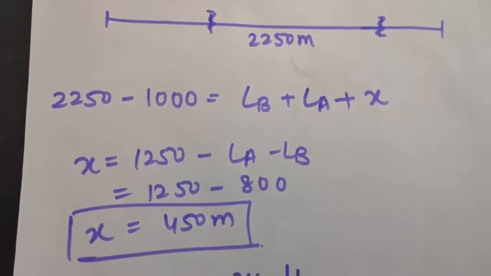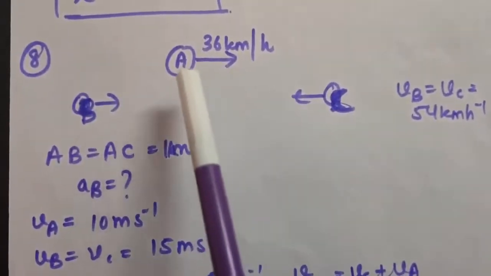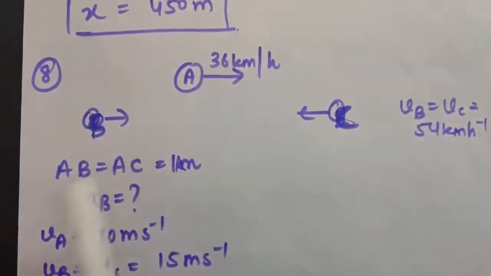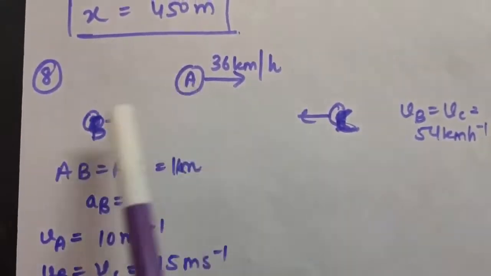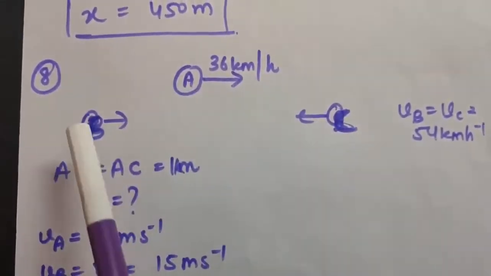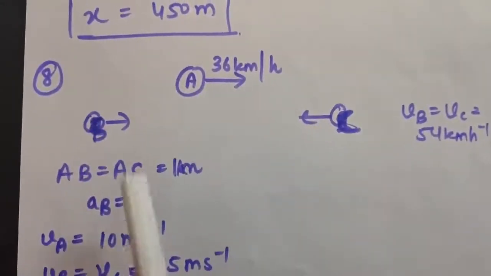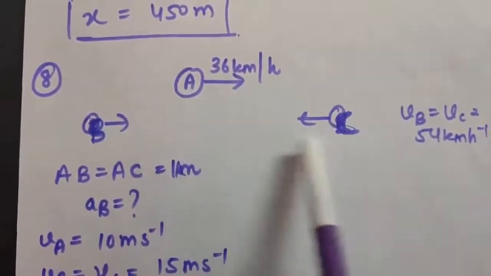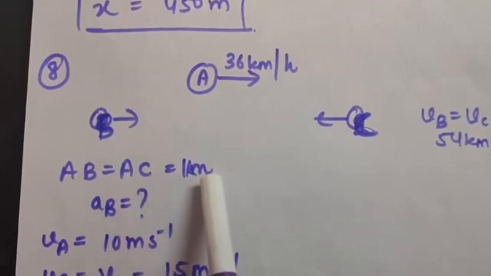So the next question, number 8, says that there is a car A which is traveling with a speed of 36 km per hour. Now there are another two cars, B and C, which are approaching towards A in opposite directions, such that after some time the distance between AB and AC is the same, which is 1 kilometer. So AB is equal to AC, 1 kilometer.